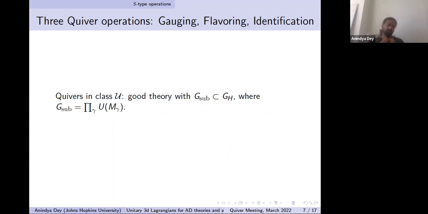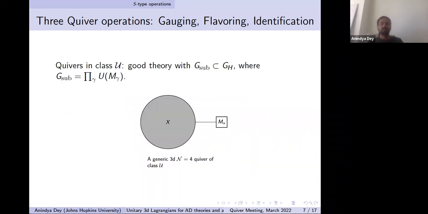But I'll try to answer that question for a very important subclass of theories or quivers in 3D. I call that class U. It consists of good theories, where good is in the Gaiotto-Witten sense, where there is a subgroup of the Higgs branch global symmetry, which I call G sub, such that G sub is a product of unitary factors. Okay, so that's how the class U is defined.